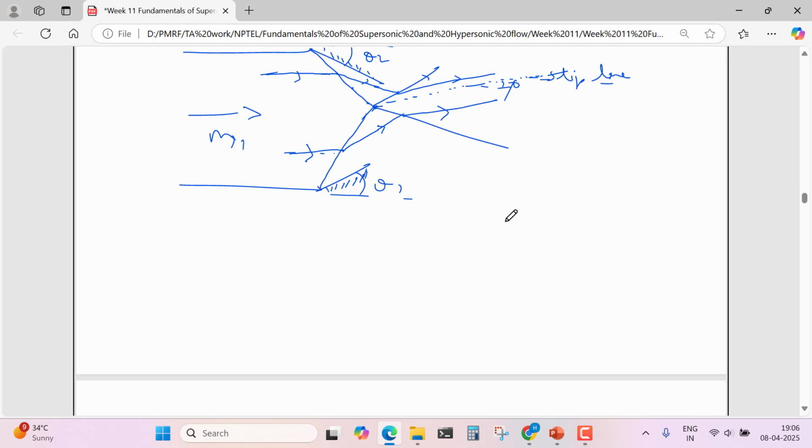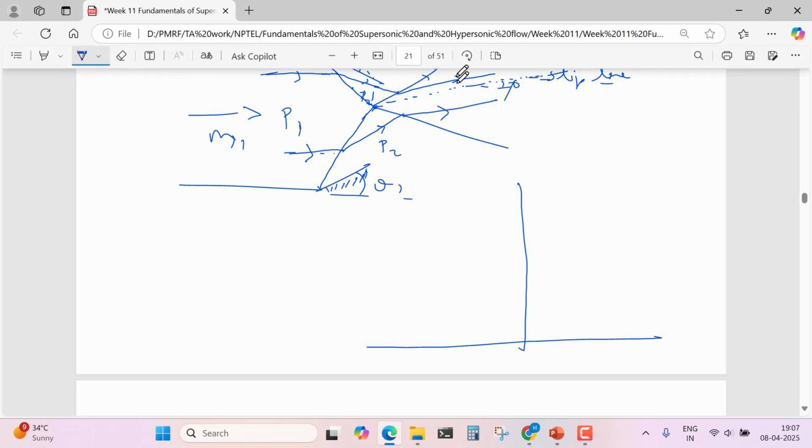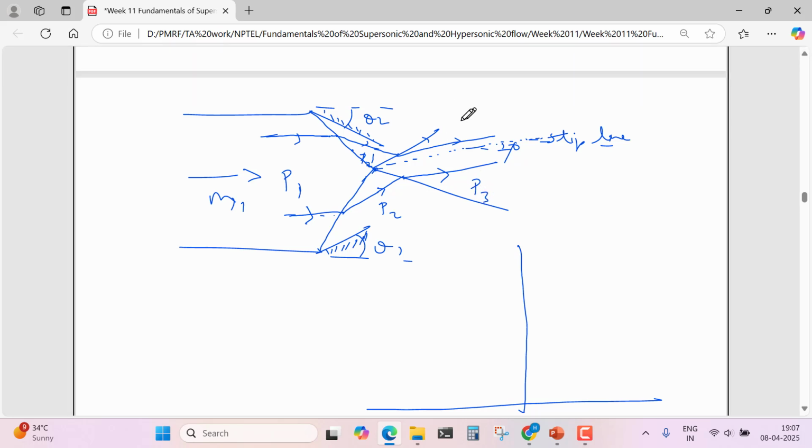Now we will see the pressure deflection diagram. Initially, let's say this pressure was P1. Across this theta 1, the pressure became P2. Across this theta 2, the pressure became P2 dash. And again, the pressure became P3 here and P4 here. At the slip line, this P3 will become equal to P4. So first for P1 and M1, we make one pressure deflection diagram.